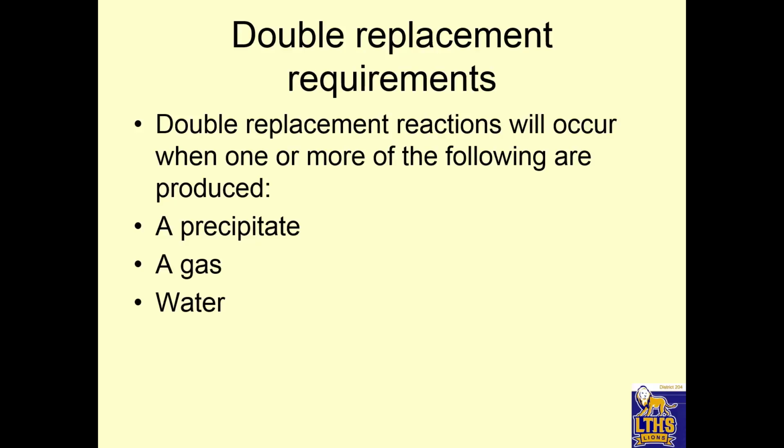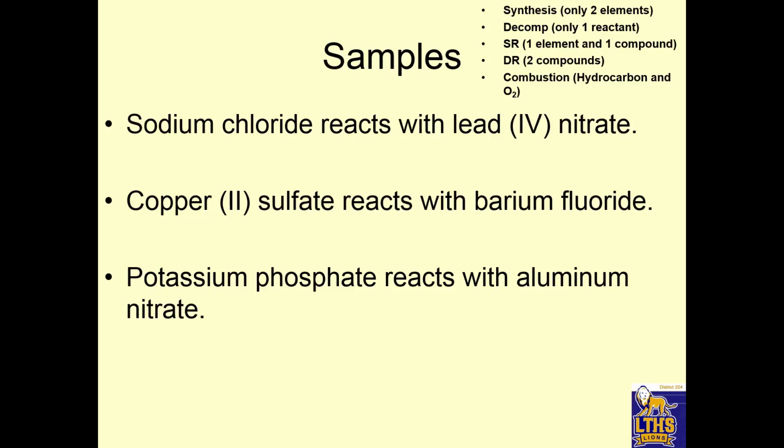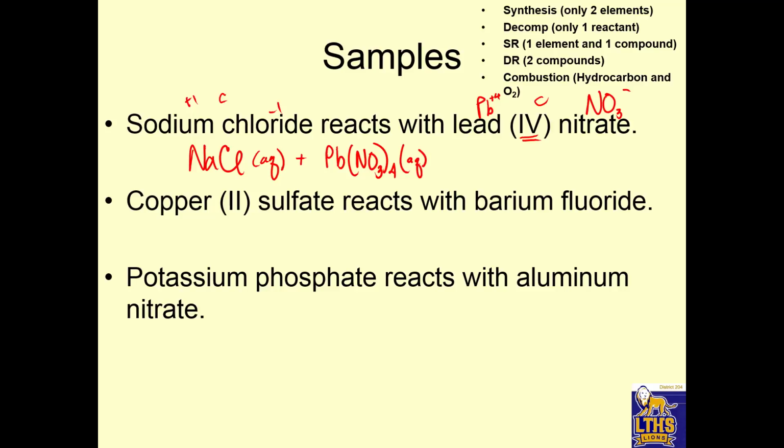All right, so in double replacement, every reaction is going to occur because one of these 3 things is happening. Either a precipitate is forming, a gas is forming, or water is forming. So here are some samples for double replacement. How do I know it's double? Because it's a compound and a compound. So we have NaCl, because it's a +1 and a -1, and it has to be aqueous to start with. It reacts with lead, so Pb, and nitrate, NO3 negative, aqueous, to form.